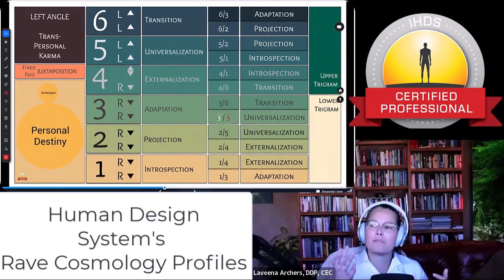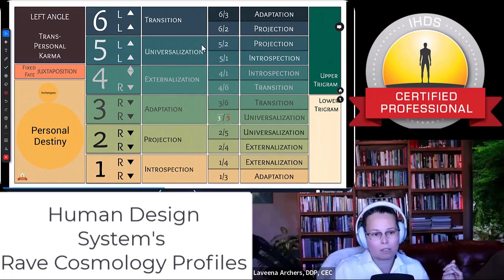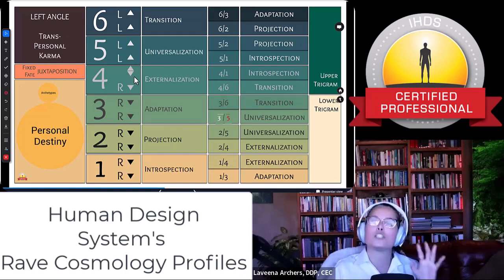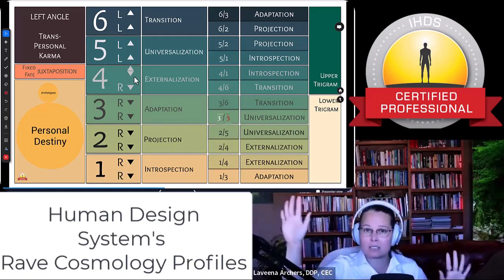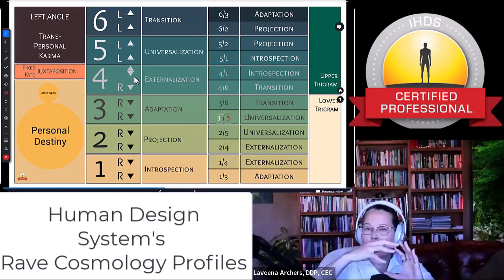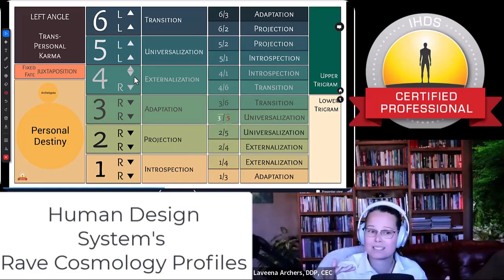Okay? So that means something very important when it comes to us now looking again at personal destiny, fixed fate, and transpersonal karma. You see the fixed fate juxtaposition, that's why the arrow up and down, to juxtapose two very different things next to each other, like the exaltations and detriments. Okay, this is just pointing to up, okay, upper trigram. These are pointing to lower trigram. This is pointing to both, right? It's got an upper trigram 4, and it's got a lower trigram 1. So that's what those arrows mean.